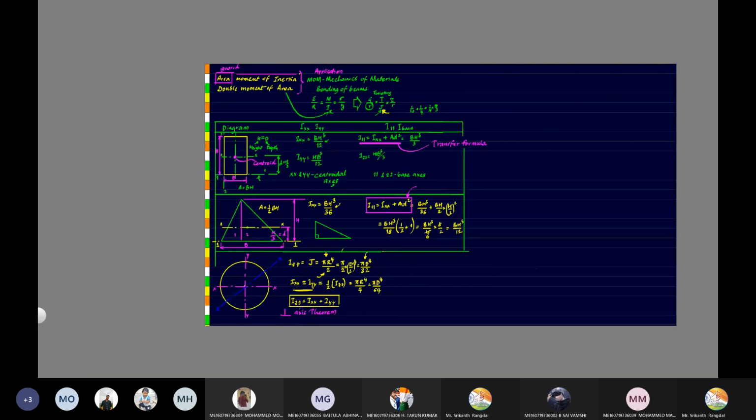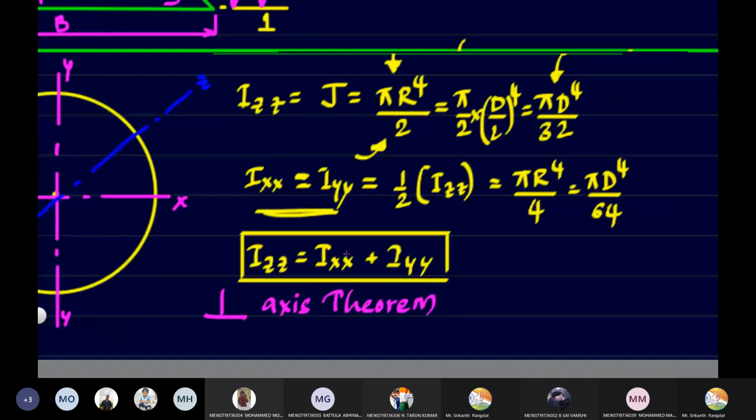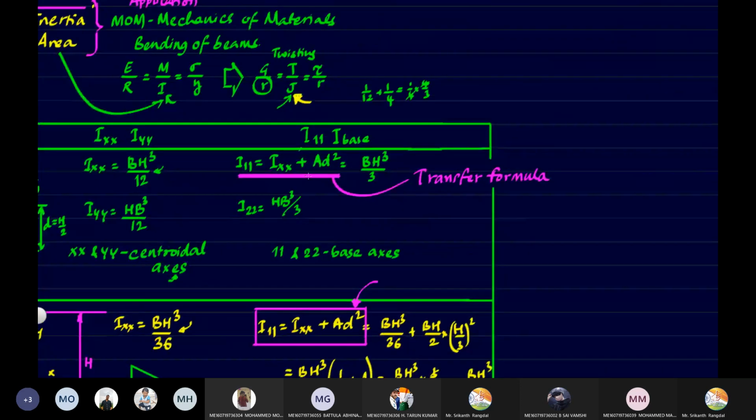So this is also a transfer formula. Perpendicular axis is also a transfer formula. So both are transfer formulae. This transfer formula helps us find the moment of area about an axis which is perpendicular to both x and y. Whereas this one helps us transfer the moment of area about a parallel axis, and that's why this is called the parallel axis theorem.